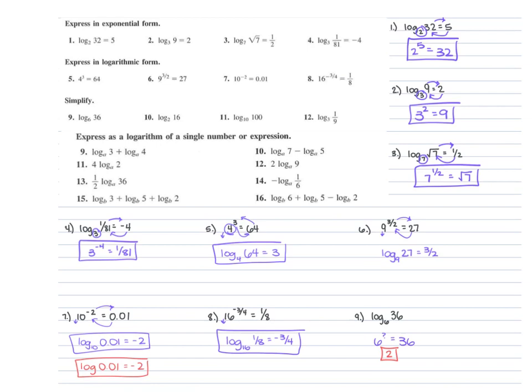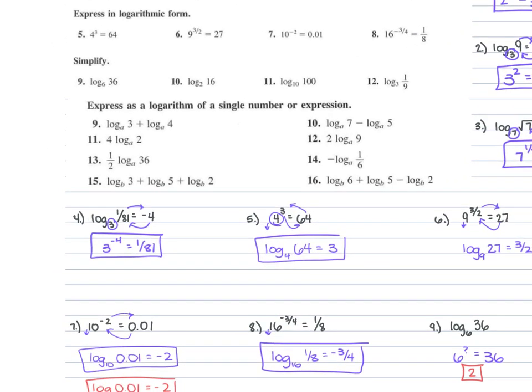For our next set of problems, 9 through 16, it tells us to express as a logarithm of a single number or expression. With these, you want to focus on your properties of logarithms. If it's addition, you're multiplying your two numbers. If it's subtraction, you're dividing those two numbers, if the bases on the logs are the same. Remember, if you have a number in front of a log, it was originally the exponent on the whole number, so it needs to be moved back to the exponent there.